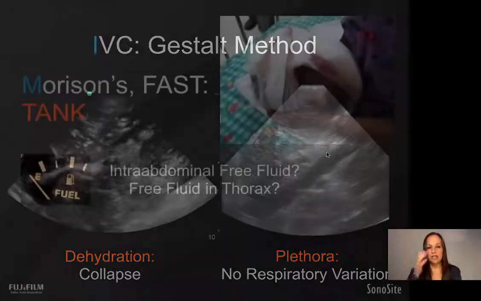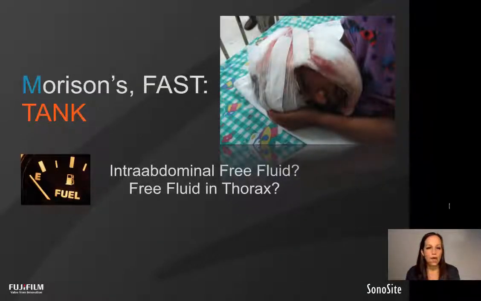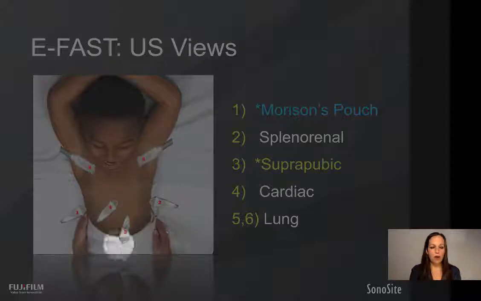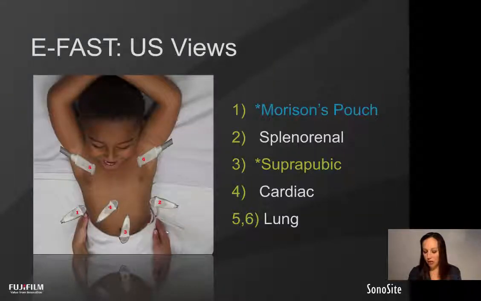Now we've looked at H, we've looked at I, now we're going to look at M. So M is for Morrison's, which is the FAST exam. This is one other part of the tank. We're looking to see if we're losing fluid in the abdomen, and we're also looking to see if we're losing fluid in the thorax. As a quick reminder, here are the traditional views of the E-FAST. Now we're going to focus on the abdominal views here. The right upper quadrant, the left upper quadrant, the suprapubic view. We've already done cardiac and we'll do lung later. So we're really going to focus on these three views: Morrison's pouch, the splenorenal view, and suprapubic.